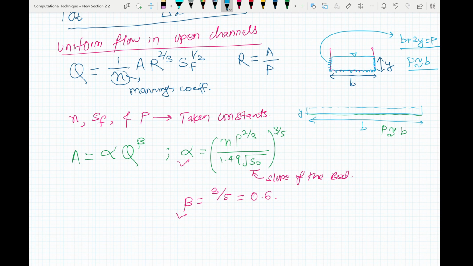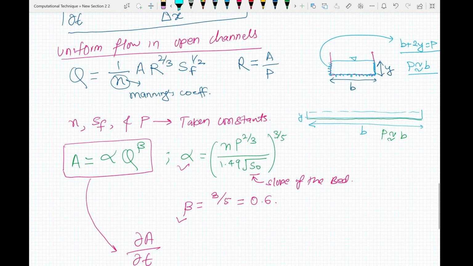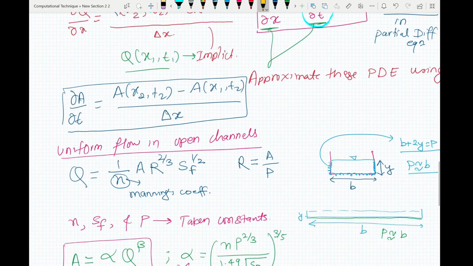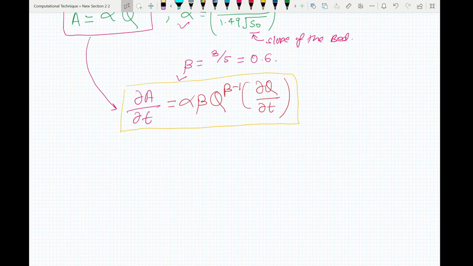Since you have an equation for area, your dA by dt, which is required here, is given by derivative of this term with respect to time. Now what you can do is you can have this equation in terms of Q, and you can use this equation and formulate another equation. So what you'll get here is dq by dx plus alpha beta q to the power beta minus 1 dq by dt equals 0.